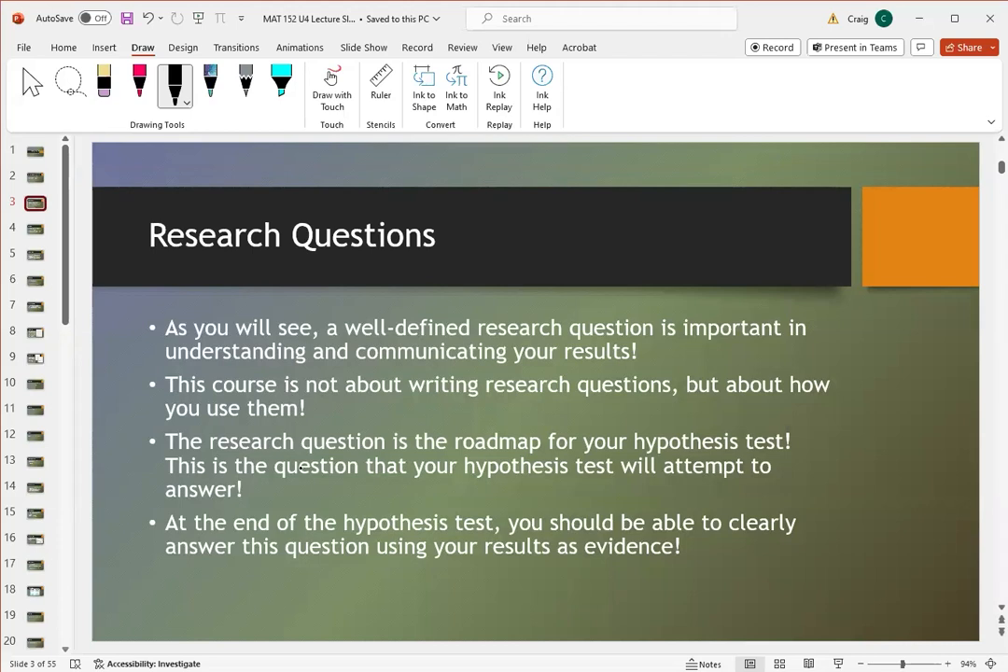Okay, so the question is your roadmap for the hypothesis test. Everything you need to know about what you need to do to set up the hypothesis test is in the research question. It is the question that your hypothesis test is going to answer, and it's the way you're going to frame your conclusions. At the end, when you're finished, you should be able to answer that research question. You should be able to have an answer for whatever it is that you're trying to find out.